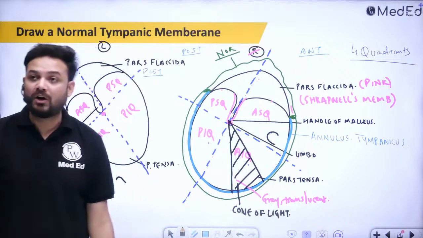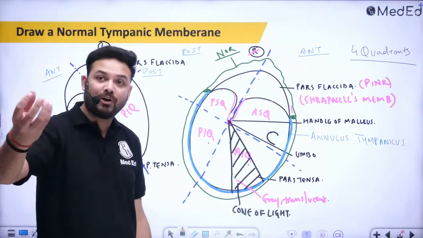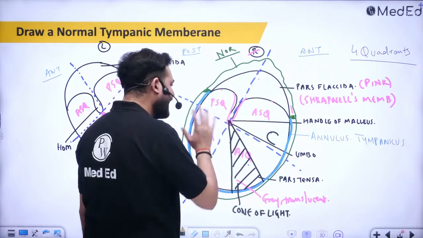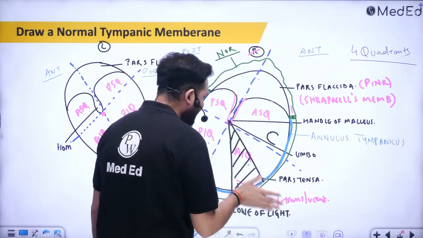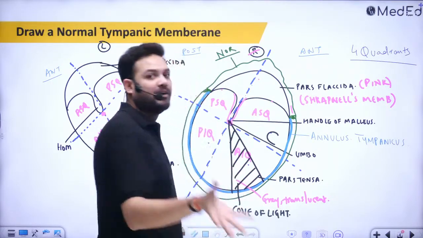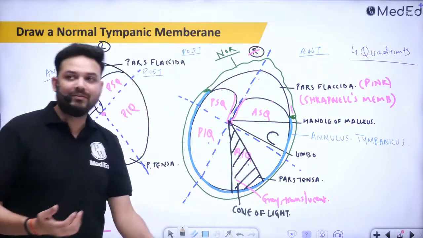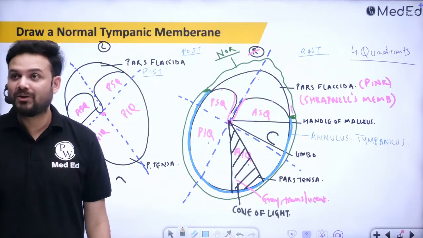The cone of light is formed because of the reflection of your otoscope light. When we shine the light, it will reflect, and the side towards which my tympanic membrane is bent, on that side we will get a reflection of that light. And that reflection of light forms like a cone, and we call it the cone of light.